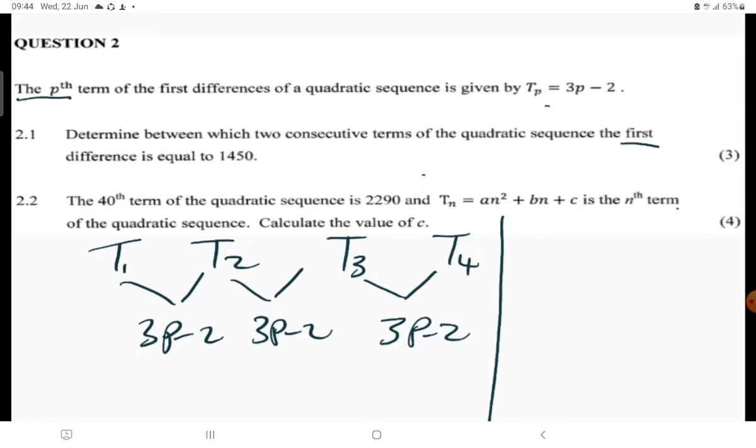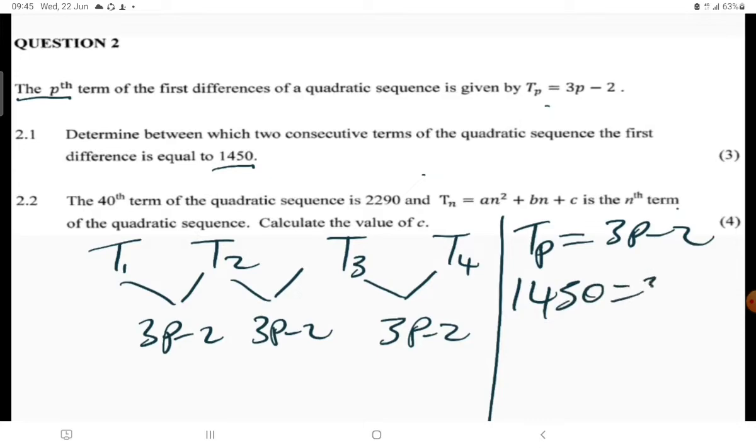So now when you talk about the difference, just remember what was given there, which means TP, which is 3P minus 2, because this is the formula for the difference of this quadratic sequence. So now when they say this is a difference and this is a difference, these things must be equal to each other because they are the difference of the same quadratic sequence. So we have 1450 is equal to 3p minus 2.